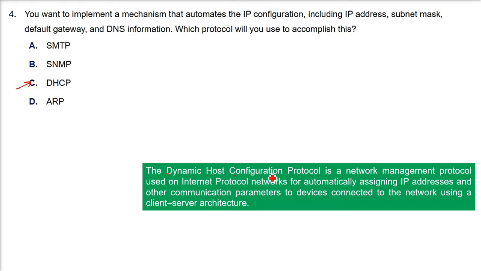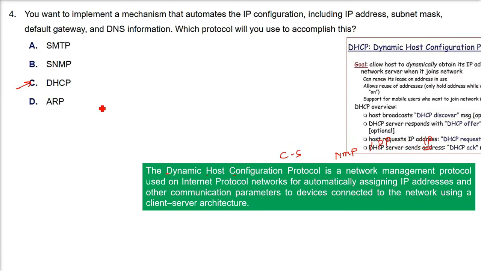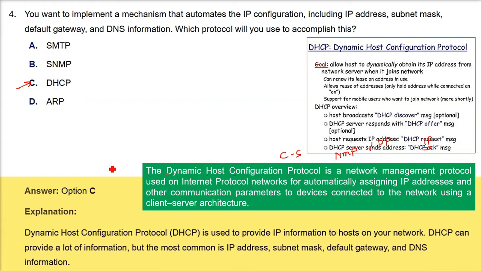This is a network management protocol used in IP networks, Internet Protocol networks, for automatically assigning IP addresses. You don't have to feed in the IP. It also assigns other communication parameters, which you see in the question, to devices connected to the network using a client-server architecture. Okay, so the answer is now clear to you. This is C. DHCP is used to provide IP information to hosts on your network.